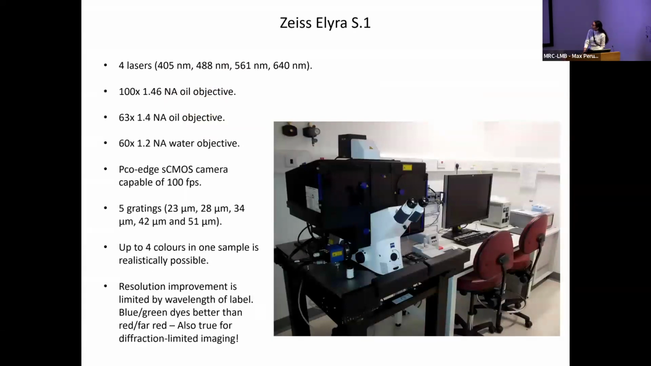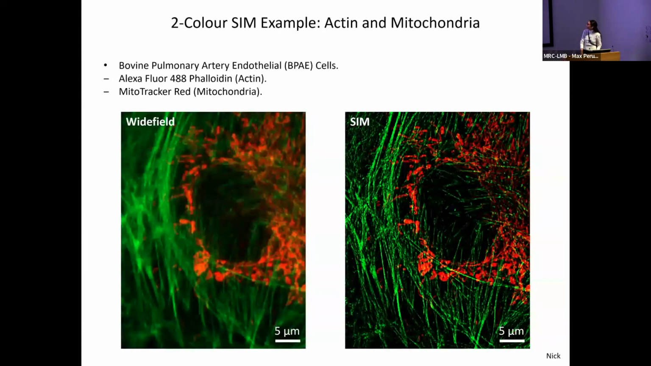We have one here. So that's the Zeiss LSM for some of you who maybe already used it. So you can see the specs here. And the resolution is still dependent on the wavelengths. So if you use blue and green dyes, you will have a better resolution than with red and far-red dyes. So the Abbe formula still applies in that regard. Yeah, so here are some images to just show you two-color SIM imaging, with actin and mitochondria, so you can appreciate the difference in details you see in your image.